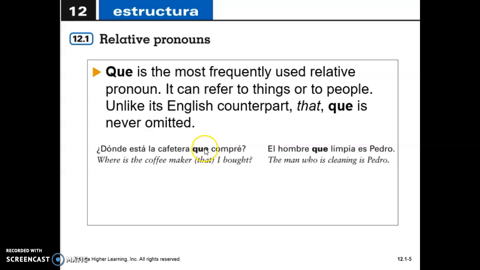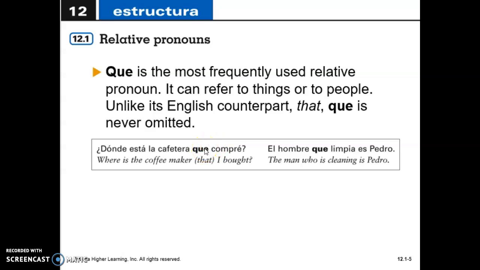However, if we go back to that first example again, we cannot say quien over here. Where is the coffee maker who I bought? That is not making any sense. So, que can be used for people or things. However, quien can only be related to people.